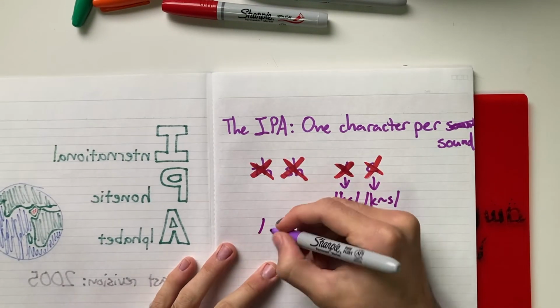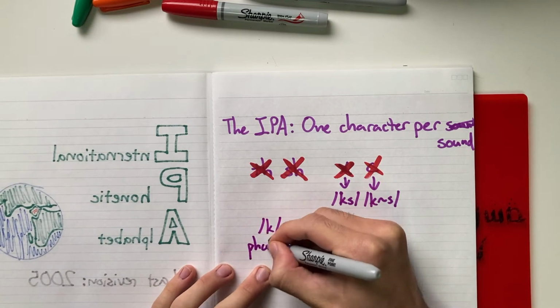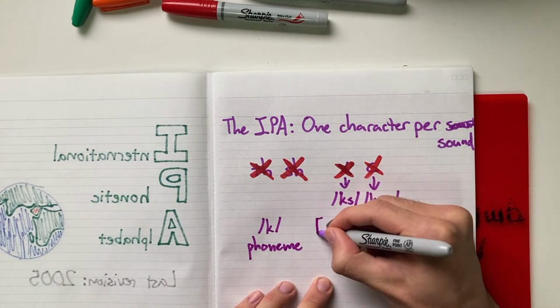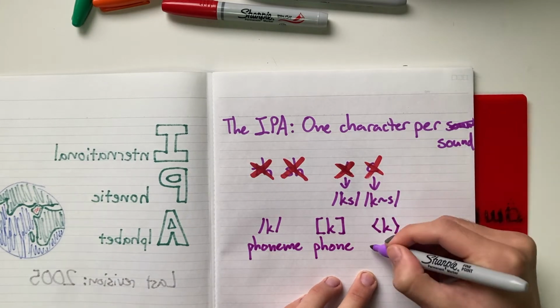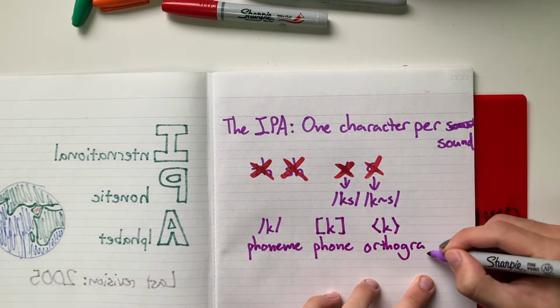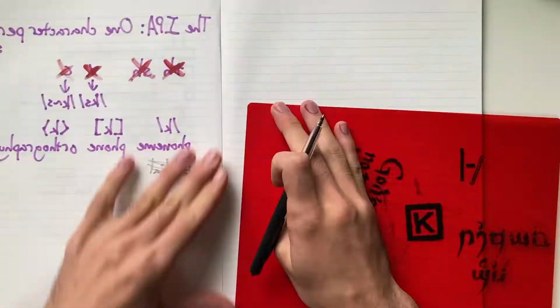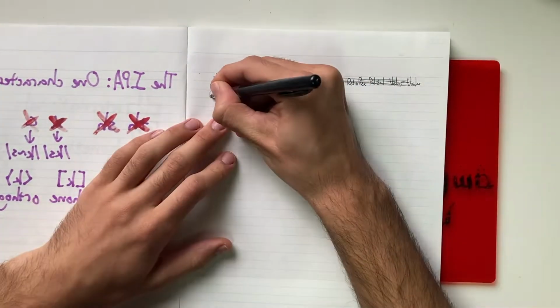And really quickly, notation. Forward slashes are used for phonemes, square brackets are used for phones, both in broad and narrow transcription, and angle brackets are used for orthography, or the way something is spelled. Don't know what phones and phonemes are? Don't worry, I got you.